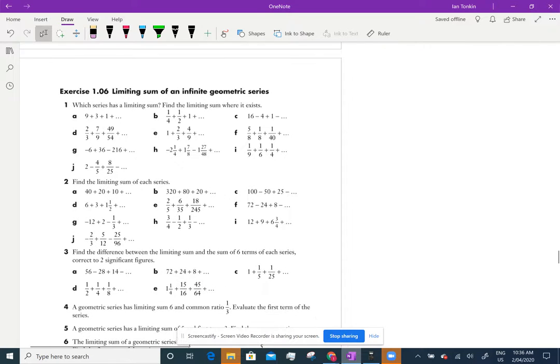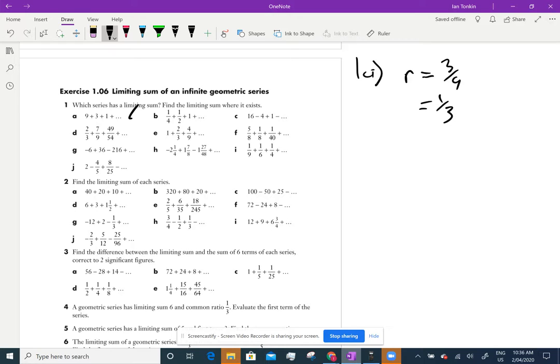The first thing you must establish is that it has a limiting sum, and that's what they're asking you to do for the first one. So you've got to find r. So which series has a limiting sum? If I look at 1A, I just have to get r as a fraction. Well, r equals 3 over 9 equals a third. Well, that's a limiting sum.